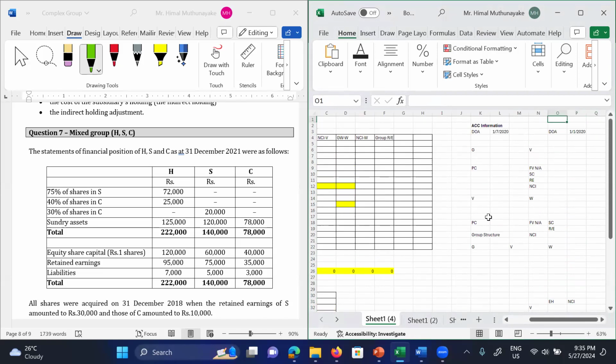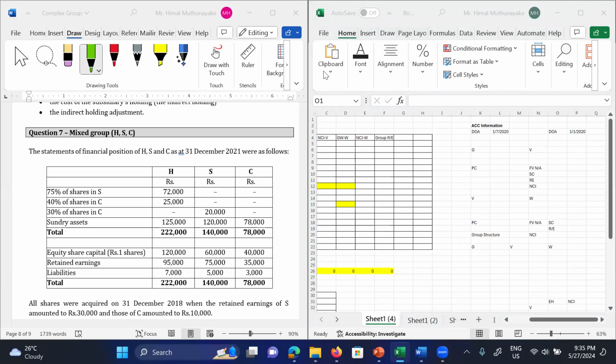Right, in this case the only difference is here we are having the indirect holding as well as the direct holding, right? මේකදී අපිට indirect holding එකක් තියෙනවා direct holding එකක් තියෙනවා. ඒකට අදාළ adjustment එක විතරයි මේකේ තියෙන වෙනස.